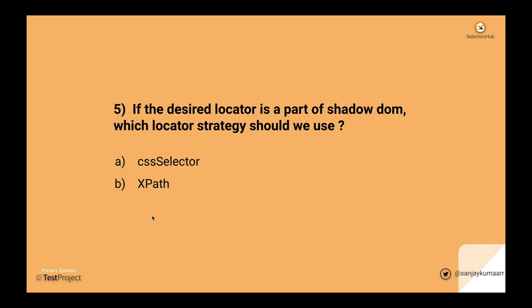If the desired locator is a part of shadow DOM, which locator strategy should we use? I'm sure if you are able to recall, you know that shadow DOM doesn't support XPath. So the only option left with us is CSS selector. Okay, so that's pretty much it from the selectors challenge.